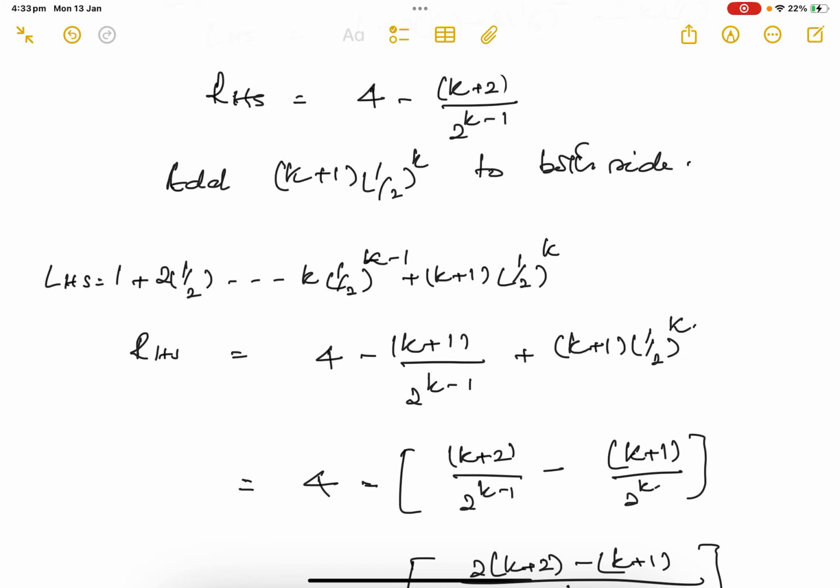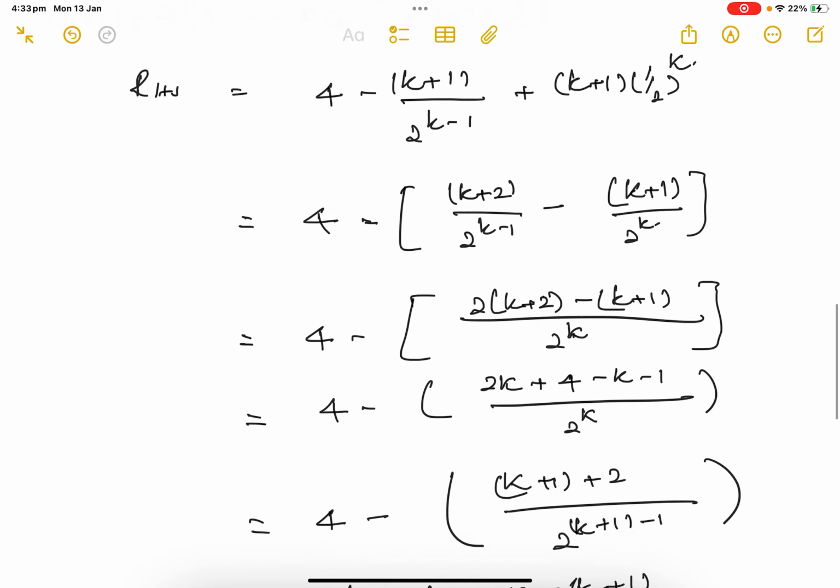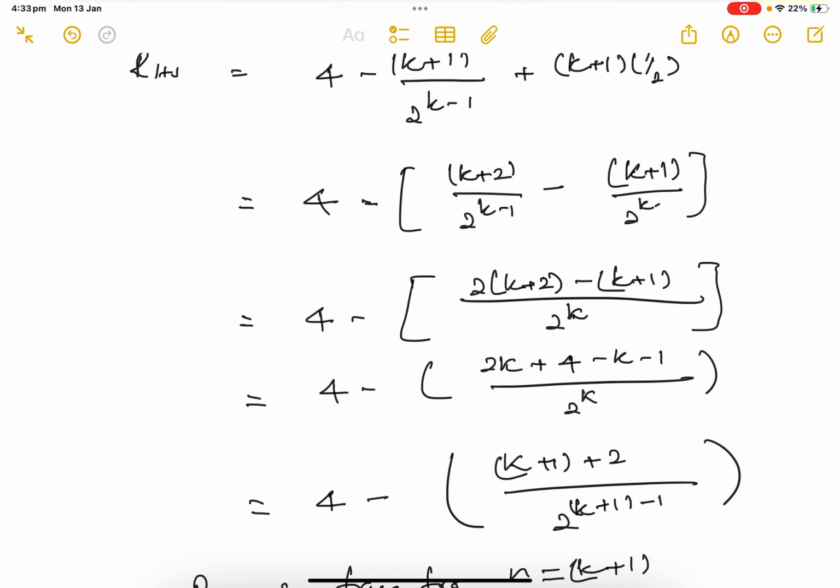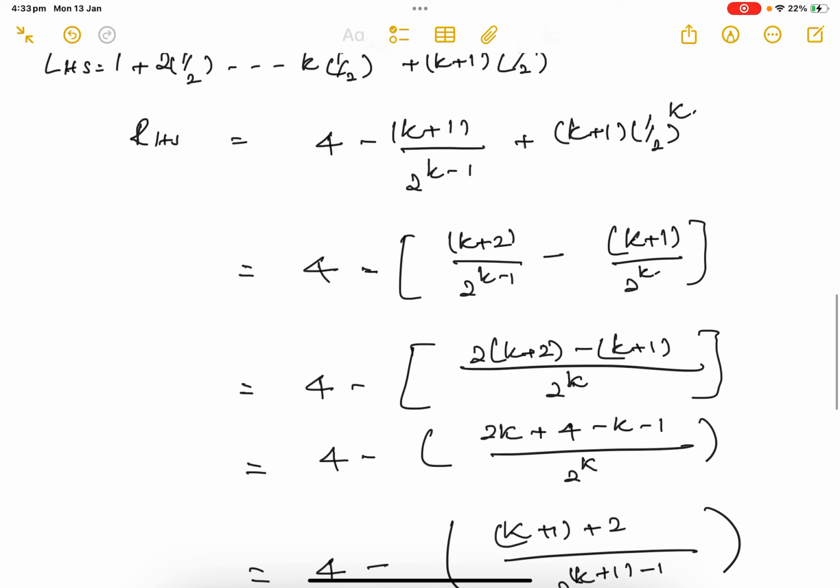Of course we have to add the same amount to the right hand side. The right hand side we assumed before, 4 minus (k plus 2) divided by 2 to the power of k minus 1. And now we add k plus 1 times half to the power of k. Let's do a bit of simplification. Keep the 4 out, and inside, take the minus out.